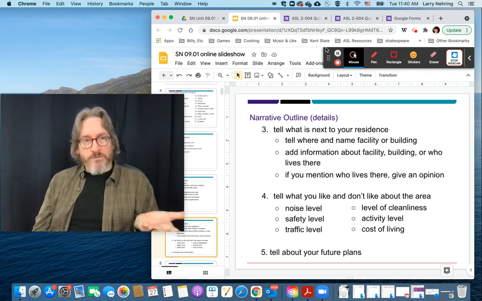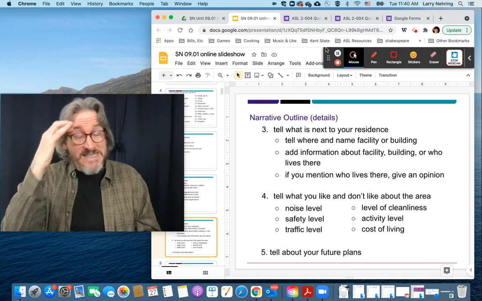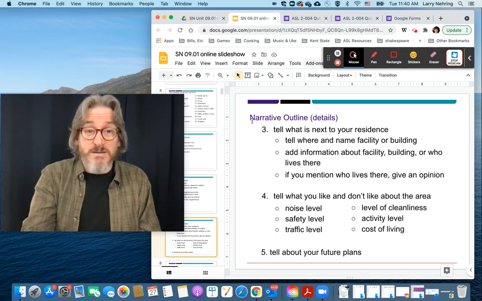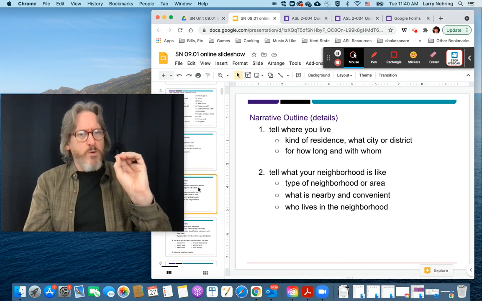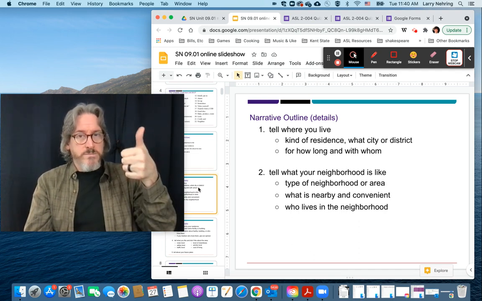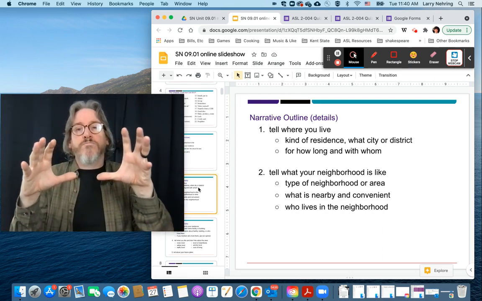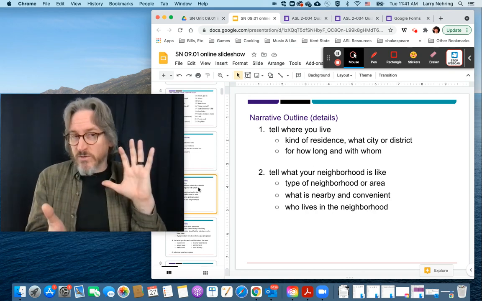And then last is, what are your future plans? So the easiest way to do this is literally to sit down with this outline and write down, here's my stuff. Just don't write sentences. Do a bullet point outline of where you live. What's the city, state? Is it an apartment? Is it a dorm? Make sure you know all those vocab.